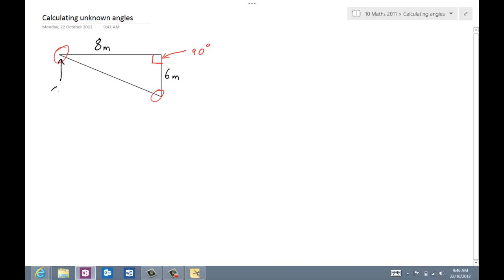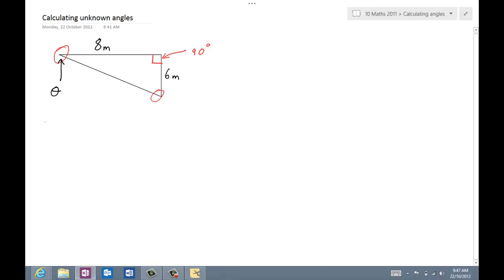Let's call it theta. They always use the Greek alphabet to label the angles in a triangle, so we don't confuse them with the sides of the triangle. So we're going to try and calculate the value of this unknown angle now.